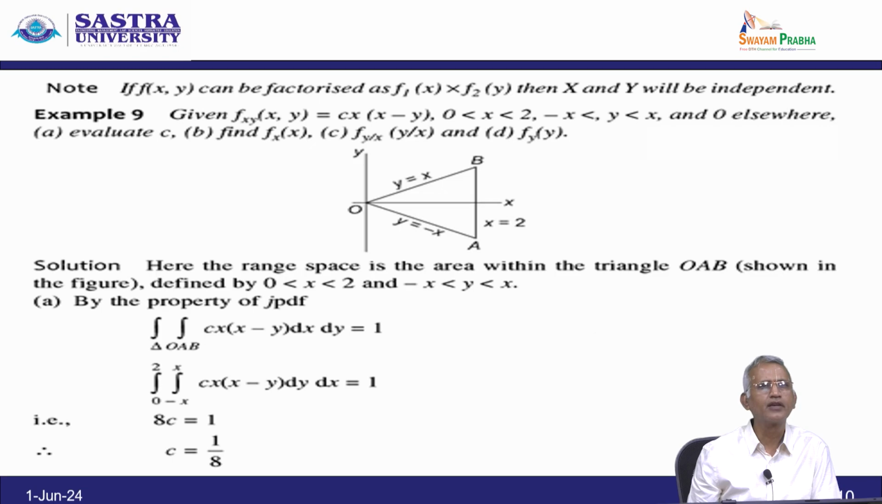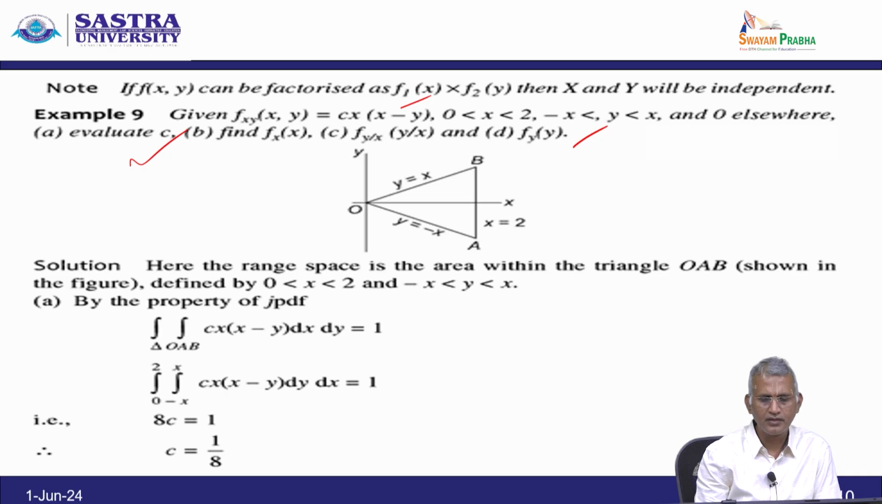So, note that f(x,y) can be factorized into a product of two functions, then x and y will be independent. Next example: given f(x,y) = cx(x minus y), where 0 < x < 2 and minus x < y < x, and 0 otherwise, evaluate the value of c and find f_X(x) and f_Y(y), and the conditional densities f(y|x) and f(x|y).